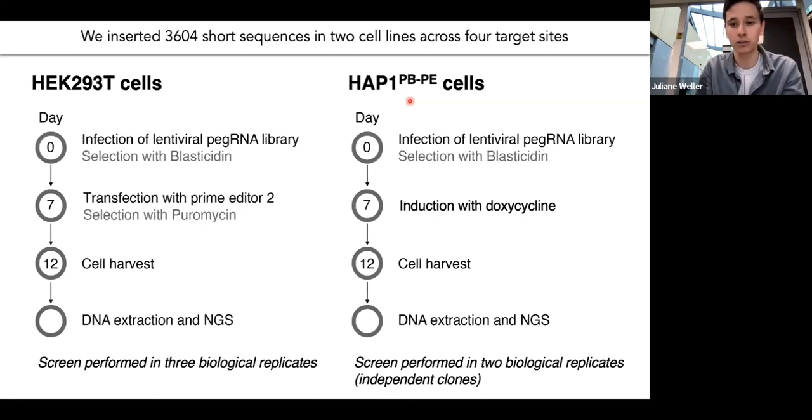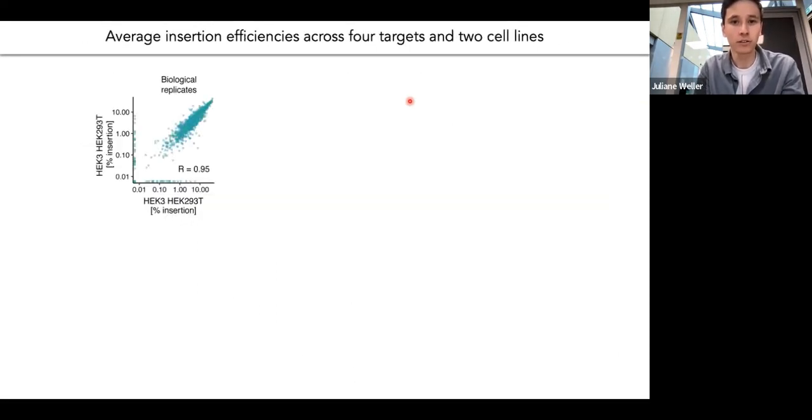And then we could just induce the expression of the prime editor with doxycycline, wait 5 days, harvest cells, and again extract DNA and perform next-gen sequencing. So how does the data actually look?